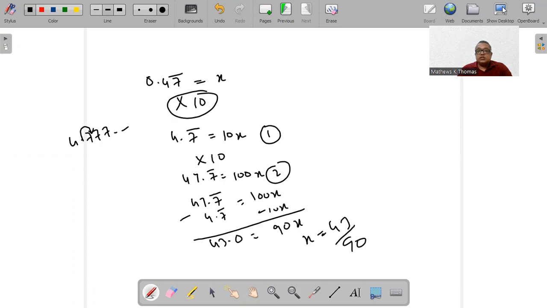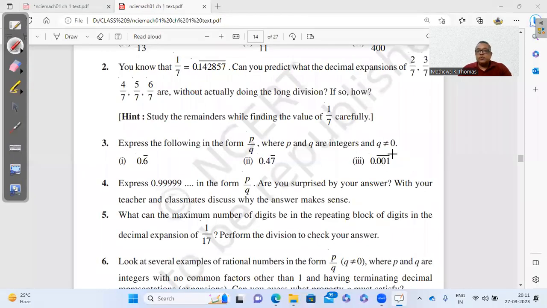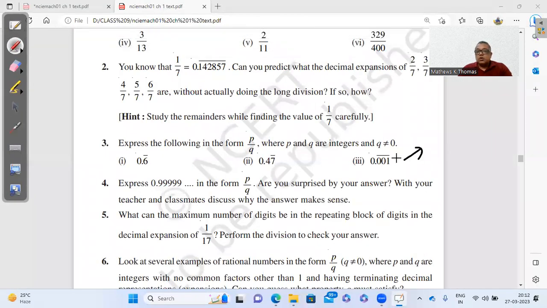The next one is 0.001 bar. This is simple because now all the numbers are there in the bar. So this answer is going to be 1 upon 999. The answer of 0.001 bar is going to be 1 upon 999. Question number 4. Express 0.9999 in the form of P by Q.